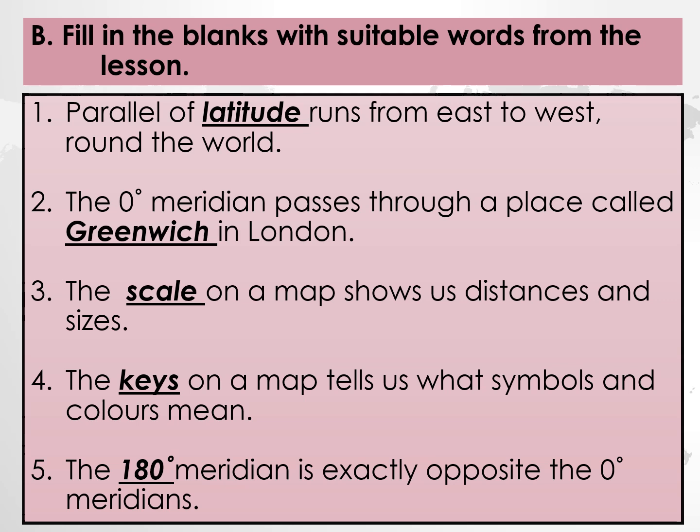Number 4. The dash on a map tells us what symbols and colors mean. The keys on a map. Very good. Number 5. The dash meridian is exactly opposite to the 0-degree meridian. That is the 180 degree meridian, exactly opposite to the 0-degree meridian. Very nice.